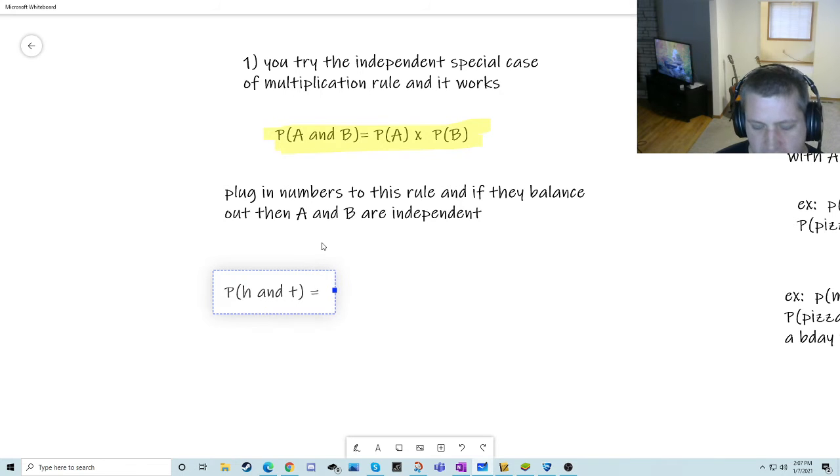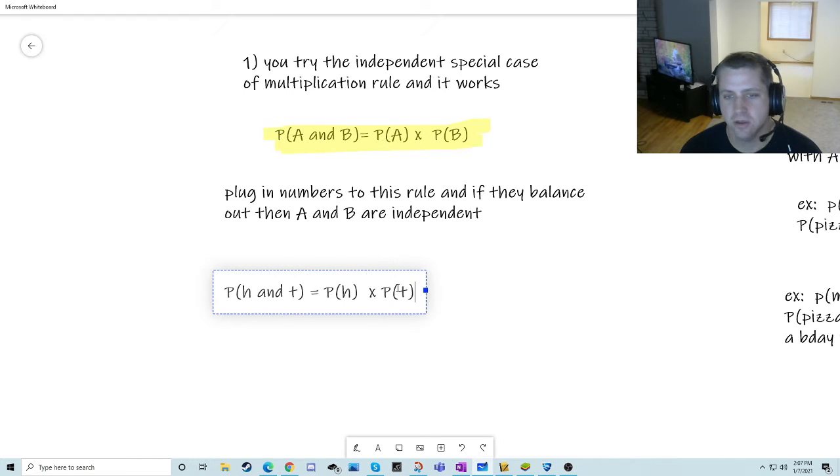Well, you can test, so heads first, then tails. So if you can test that the probability of a heads times the probability of a tails on the second throw straight up equals the probability of heads and tails, you're good.